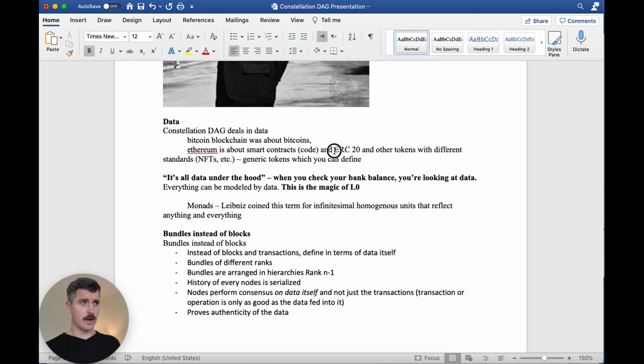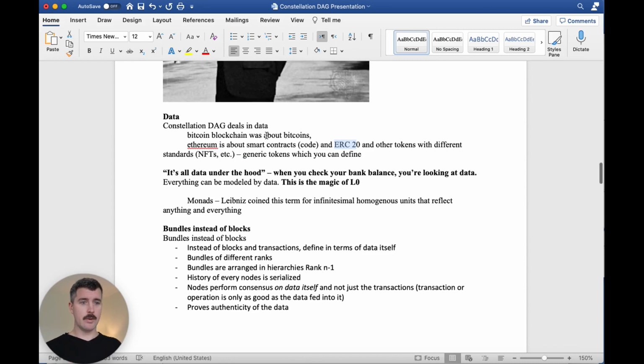And then you got ERC20 tokens and other tokens like NFTs. And that was the ontology, that was the basic units and operations in Ethereum. But what you have with DAG is essentially a very clever recognition that really it's all data under the hood. Like when we're talking about Bitcoins and Ethereum smart contracts and ERC20 tokens, we're always talking about data. Like in the virtual world, it's all equivalently data, right?